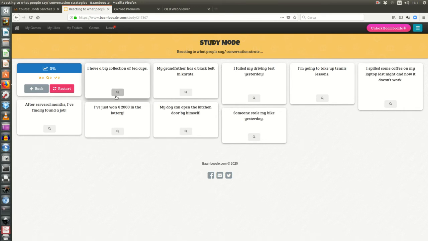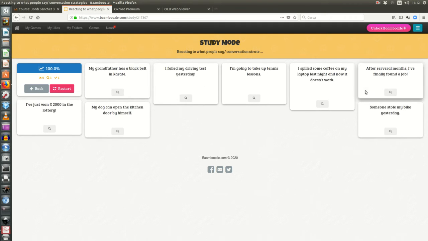Or, no sé, no? Okay, here you have a possible reaction. Oh, that's interesting. How interesting. If you have the same, then you click green, right? Then there it is. And here you have other situations and you can react to them. So you will do this to practice this grammar item.